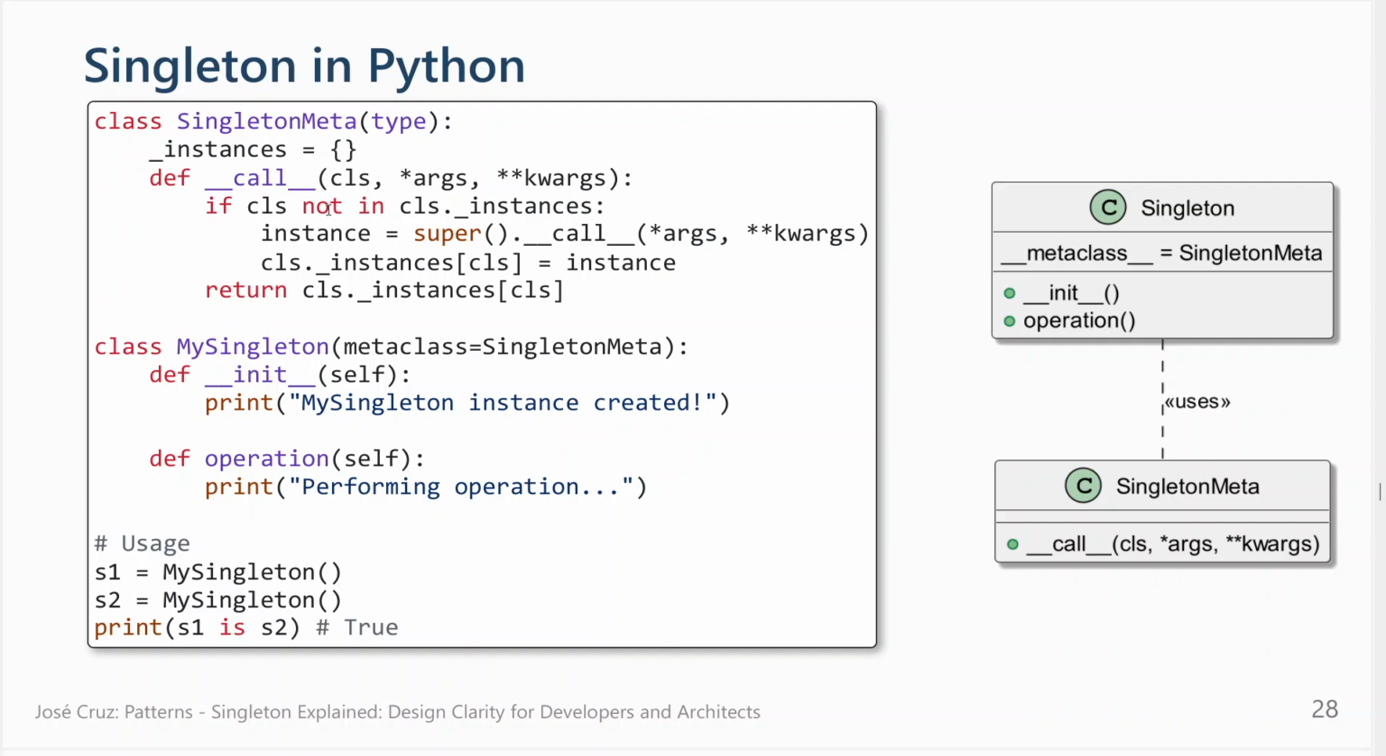The singleton meta is something that we will be implementing. And we say, okay, of course, we need the type to create one singleton meta, but it will be created automatically by Python. But let's focus here on the singleton. But maybe you want to read more about this.